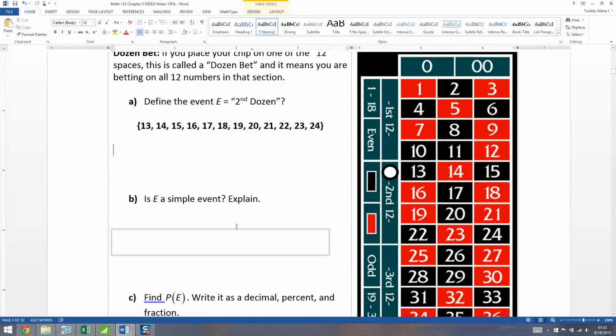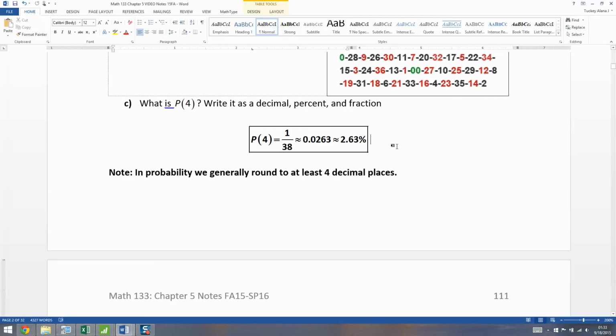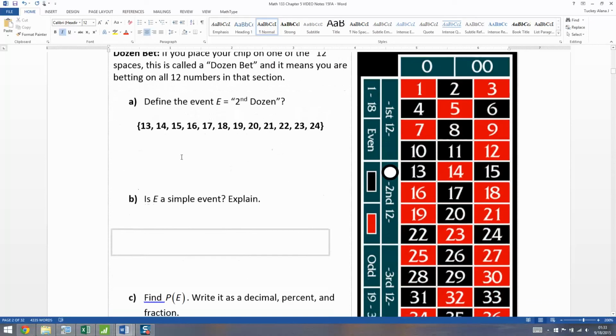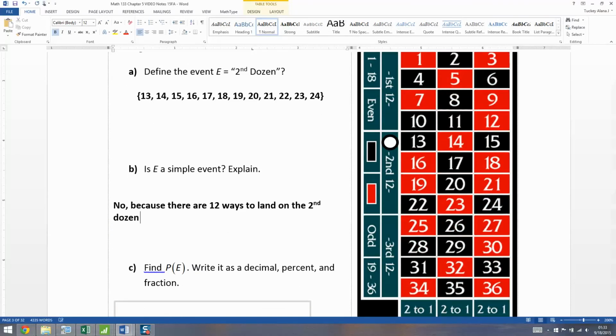All right, now is this a simple event? Oh, no, it's not, right? A simple event is one that can only happen one way. The 4 that we were doing up here, that's a simple event, right? So you can make a note: 4 is a simple event. It's a simple event because it can only happen one way, 4, and that's it. Whereas down here, the second dozen can happen 12 ways. So if that ball lands in any one of those 12 slots, you win. So if you can win 12 ways, that's not simple. So there are 12 ways to land on the dozen, not just one.